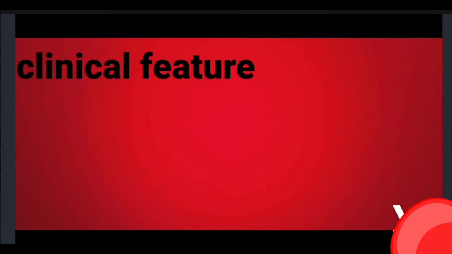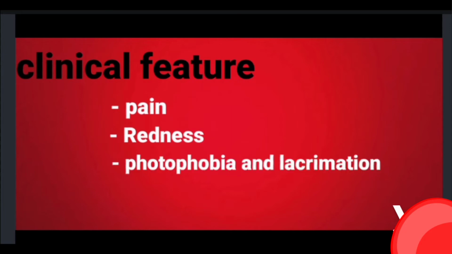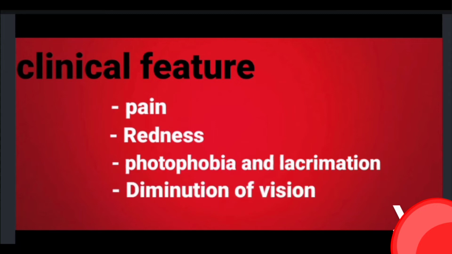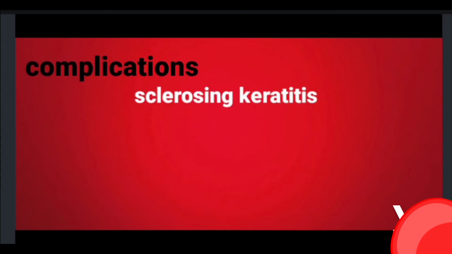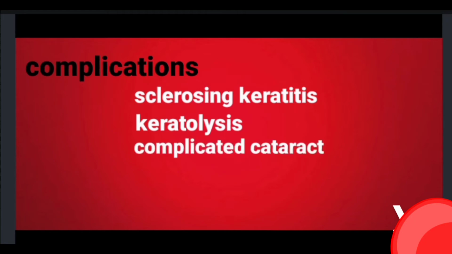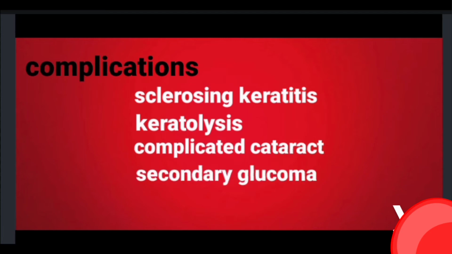Then the clinical features. In clinical features, symptoms are pain, redness, which may be localized or diffused, photophobia and lacrimation, which may be mild to moderate. Lastly, diminution of vision may occur occasionally. Then complications occur. First is sclerosing keratitis and keratolysis, complicated cataract, and lastly secondary glaucoma may occur.